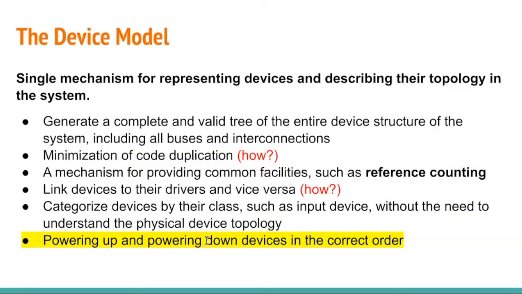So there should be some sequence. If you want to power up the device, then you have to power up the leaves first, then go towards the root. And if you want to power down the device, at that time also we have to power down from the leaf and go up to the root, so in a correct order.